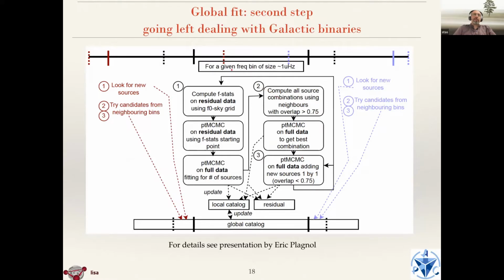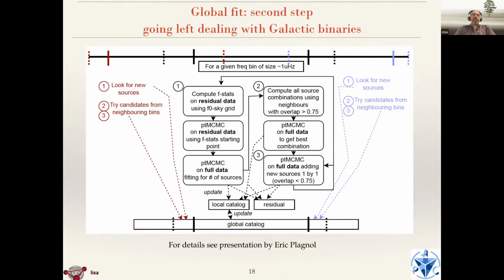So for galactic binaries, similar to what Tyson has presented, we split the data in frequency bands, roughly around 1 microhertz. It's a very narrow band. However, we're keeping the boundaries flexible. So let's look at this black segment here. There is also a red segment and a neighboring purple segment. Our boundary is actually semi-flexible because we will be looking at the left and the right of the black segment.